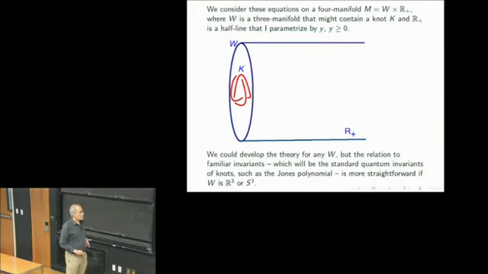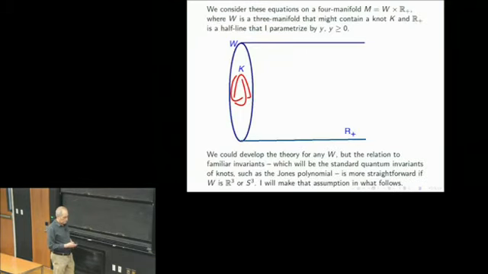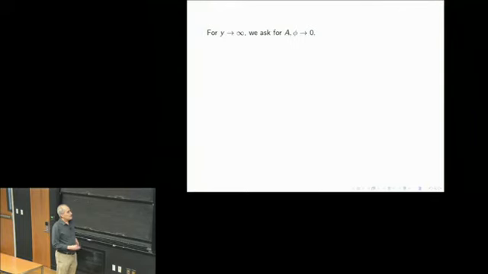So we could develop the theory for any W, and it makes sense. But it's most simple to understand the relation to the standard quantum invariants of knots, such as the Jones polynomial, if W is just R3 or S3. If W is something else, we'll have to work harder to understand exactly how the invariants we get are related to more familiar ones. Now, we need to discuss our elliptic PDEs on this space. We need boundary conditions. And as y goes to infinity, I'll just ask that everything goes to 0.